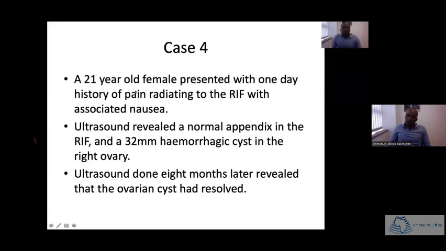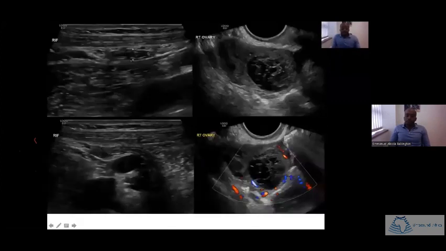So, case four, a 21-year-old female presented with 1 day history of pain radiating to the right iliac fossa. Ultrasound revealed a hemorrhagic cyst in the right ovary. The patient had another ultrasound 8 months later for some other reason, and the hemorrhagic cyst had resolved. So the pain would most likely have been coming from the hemorrhagic cyst in the right ovary, but her appendix was normal. This was the transvaginal examination.